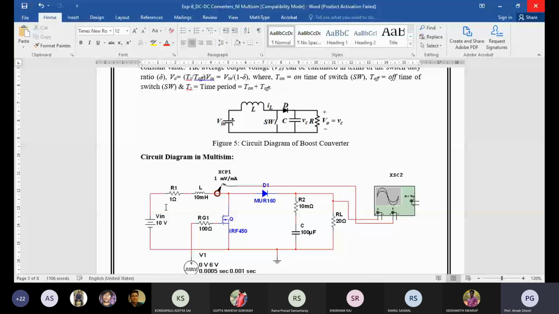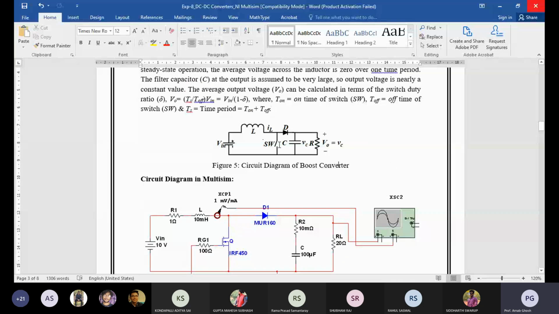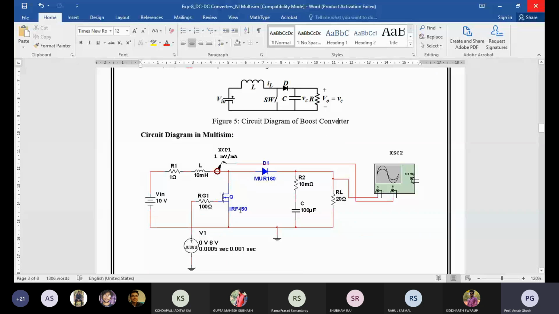Sorry for the interruption. Here you can see in the boost converter, the diode and switch positions are exchanged. Here the diode is there, here the MOSFET switch is there. At the time when the switch, the IRF MOSFET, is on, the voltage source is directly connected to your inductor. So energy will be stored inside the inductor, and current will flow through the MOSFET, and the capacitor will be discharged through your load resistance path.